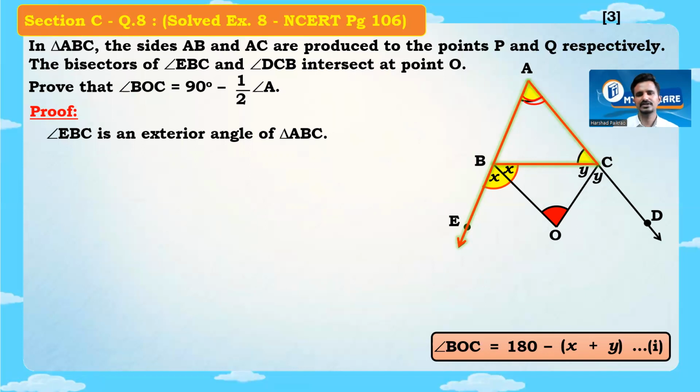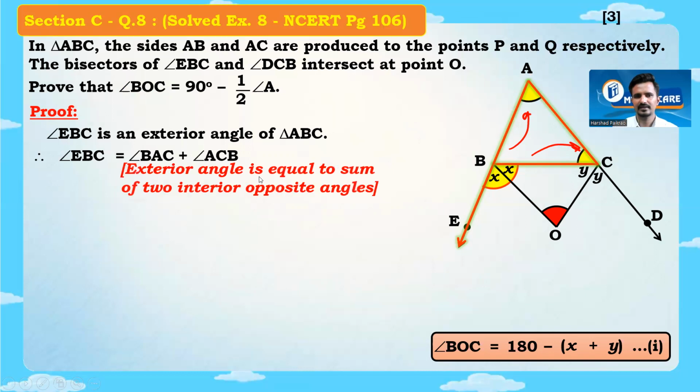Therefore, the measure of this exterior angle is going to be the sum of its two interior opposite angles. The interior opposite angles are angle A and angle C. So we are going to add that. So we get angle EBC equal to angle BAC plus angle ACB. That's because the exterior angle is equal to the sum of two interior opposite angles. We can put the values. Angle EBC is 2x because it has x twice, so we can add it. It is 2x is equal to angle BAC plus angle ACB. We'll make it equation number 2.